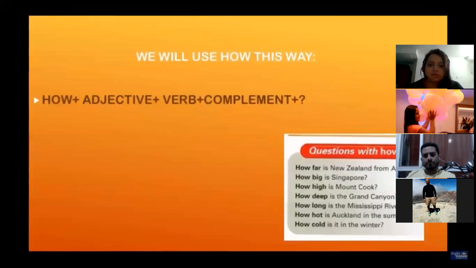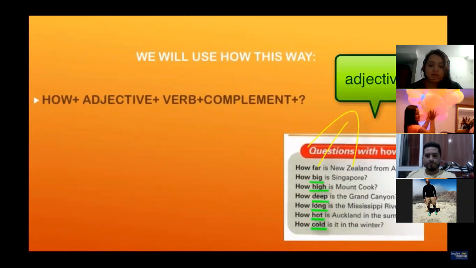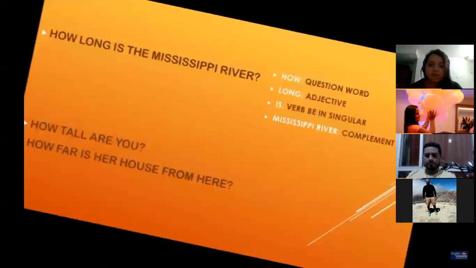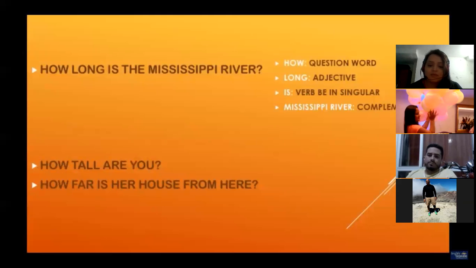We will use how to ask different types of questions. We will use how this way: how plus adjective plus verb plus complement plus question mark. Let's go back to the chart. Notice how, and right after it we have far. Far is an adjective. How big? Big is an adjective. And because we use adjectives, we must use the verb be properly conjugated. How long is the Mississippi River? How is the question word. Long is the adjective. Is is the verb be in singular. Mississippi River is the complement.